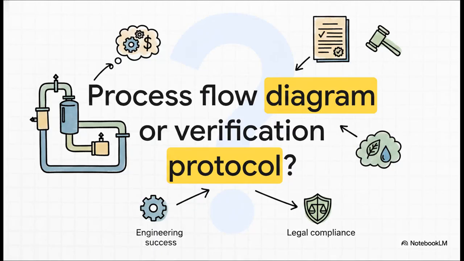So as you move forward to design a system that truly turns pollution into profit, you've got a crucial choice to make. Will you draft a comprehensive process flow diagram first, or are you going to start by building your effect verification protocol? Which foundational document will you create today to guarantee both your engineering success and your strict legal compliance?